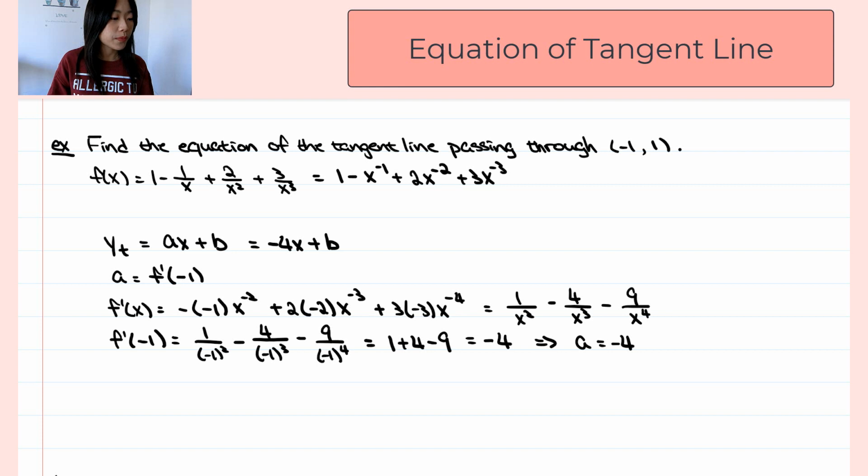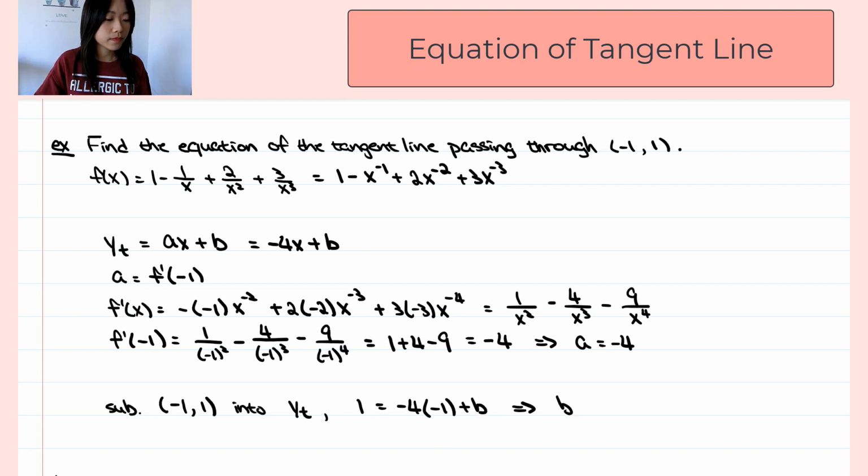So we can rewrite this equation as -4 times x plus b, where b is the y-intercept of this tangent line. Now to find b, let's substitute any point on the line. And we know that this line passes through -1 and 1. So let's substitute this point, -1 and 1, into equation of tangent line. And we get 1 equals -4 times -1 plus b. Then we solve for b. b equals to 1 minus 4, which is -3. So now we get all the unknowns to write down the equation of tangent line. So yt equals to the slope, which is -4, times x plus y-intercept, and y-intercept is -3.